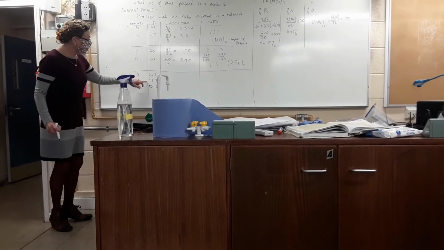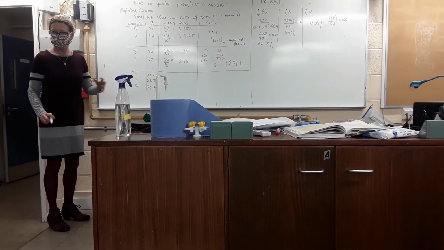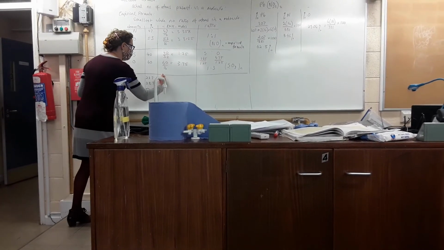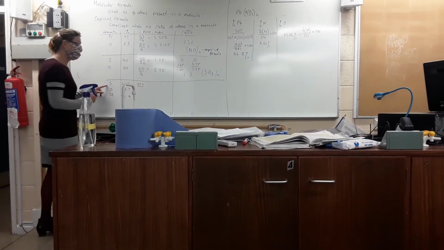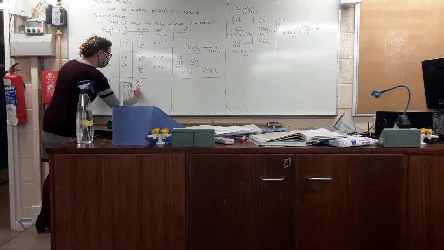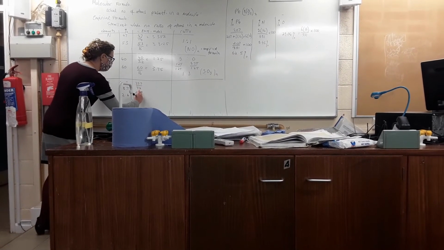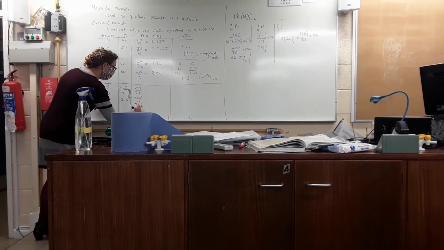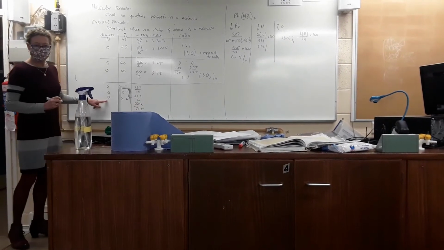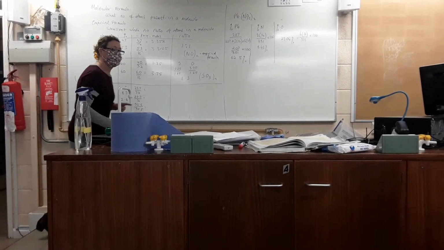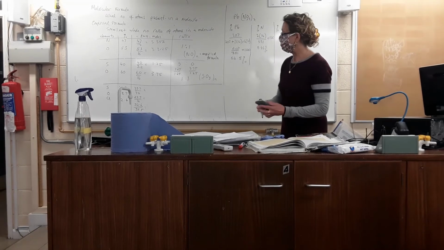Okay, so these are the percentages of the elements present. I'm looking for the empirical formula. So I'm going to take the percentage, the 23.7, and divide it by its relative molecular mass. For sulfur, that's 32. For oxygen, 16. And for chlorine, 35.5. And then I work those 3 figures out and look for the smallest whole number ratio.